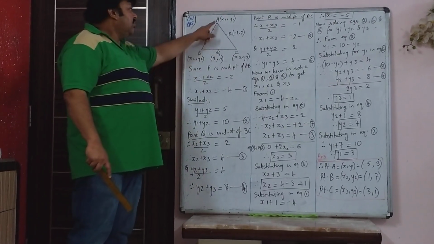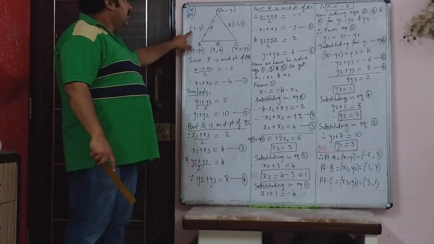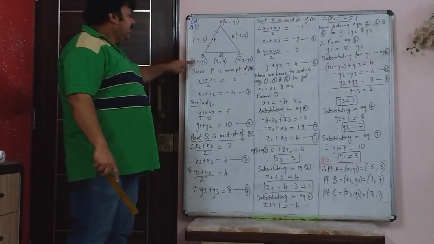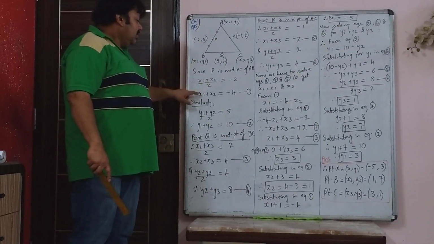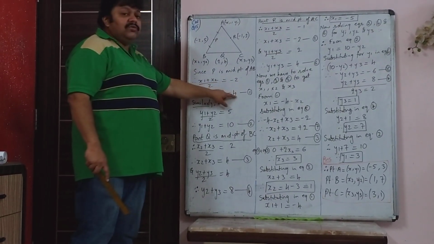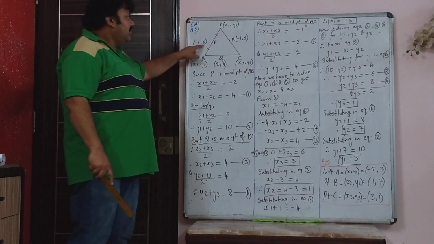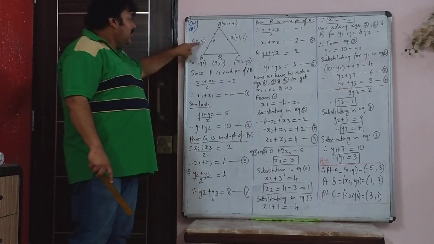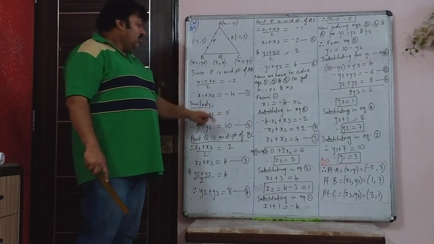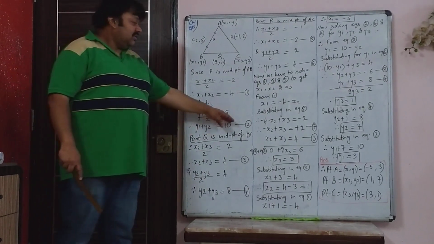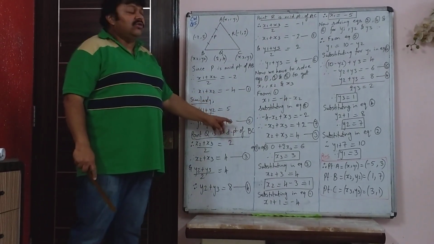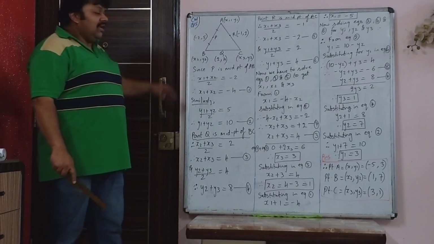Now since P is midpoint of AB, so you can say minus 2 is (x1 plus x2) upon 2. So x1 plus x2 will be minus 4. Same way 5 is (y1 plus y2) upon 2. So y1 plus y2 is 10. So you got equation 1 and equation 2 by using AB.